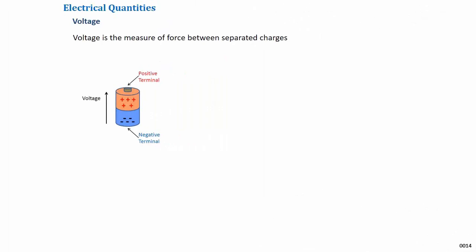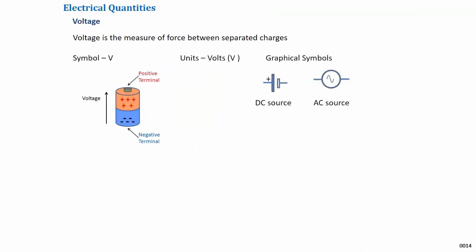Voltage is the measure of force between separated charges. The symbol associated with voltage is the letter uppercase V, and its unit is the volt, abbreviated to the letter uppercase V. A voltage source is represented in a circuit diagram by either of the two symbols shown.